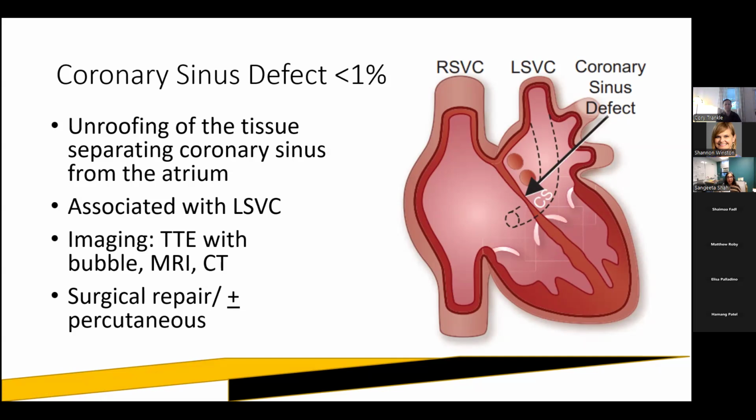Transthoracic imaging can help with a bubble study. If you do a bubble study in the left arm, where the LSVC drains into the coronary sinus, you will get opacification in the left atrium before you get opacification in the right atrium. This still requires surgical repair if it's large, but if it's small, you can have percutaneous options.